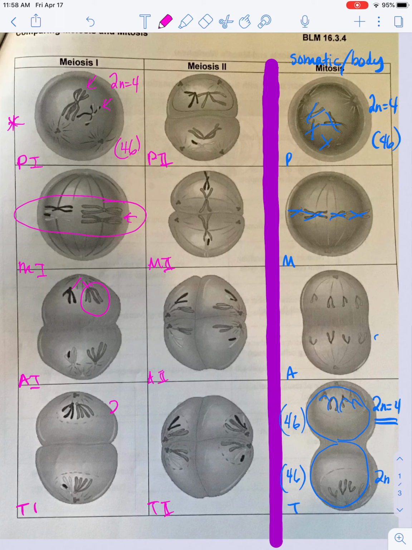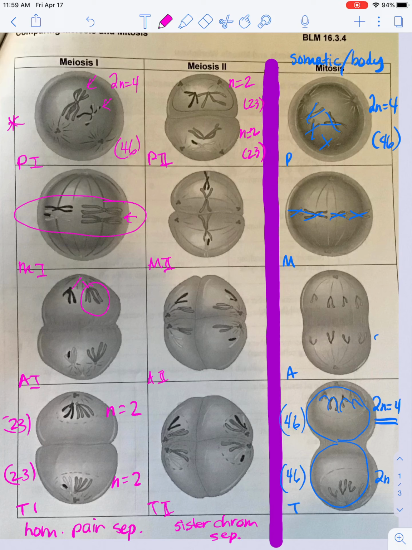So the very significant event here is that our homologous pairs, the 2 number 1s and 2 number 2s, number 3s, separate. Okay, and the major event in meiosis 2 is that it's going to be the sister chromatids that separate. And we start off in meiosis 2 seeing that we have only 2 chromosomes on each side, and in human terms it would be already 23 chromosomes.